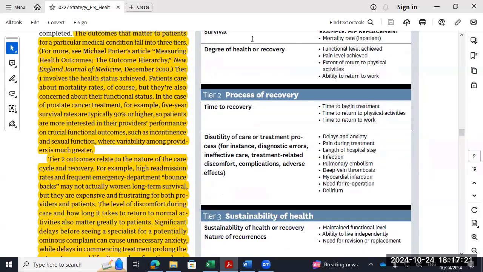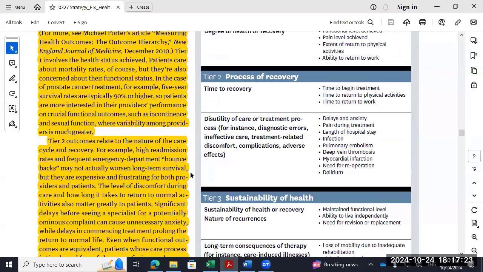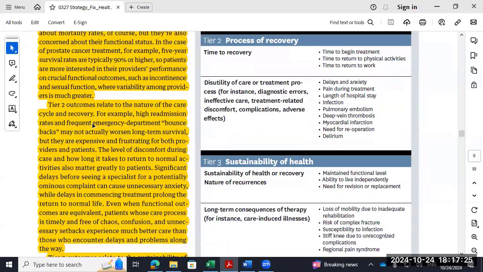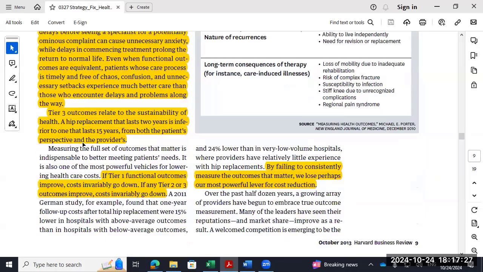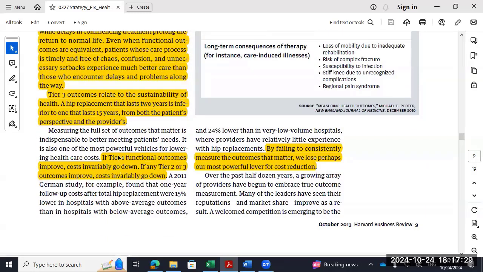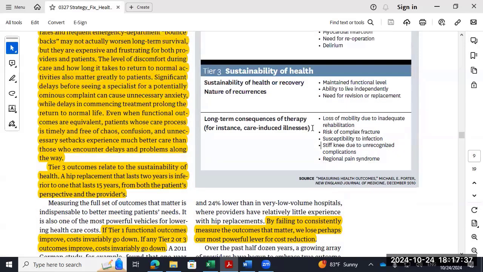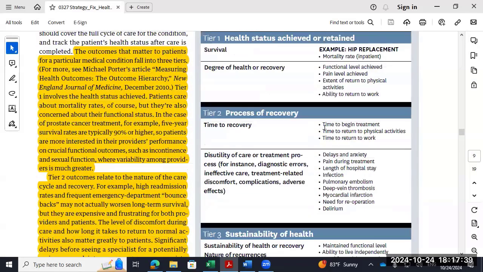So tier 1, so you can just see these, you've got tier 1, tier 2, tier 3. So that's explained in the notes here. If tier 1 functions, outcomes improve, costs invariably go down. If any tier 2 or 3 outcomes improve, costs invariably go down. So if you improve any of these, the patient's better off and it costs less.